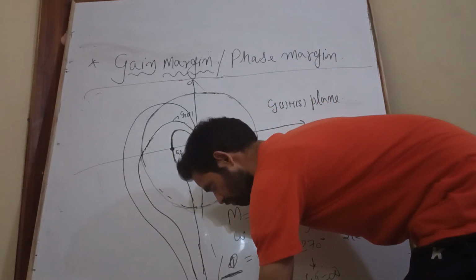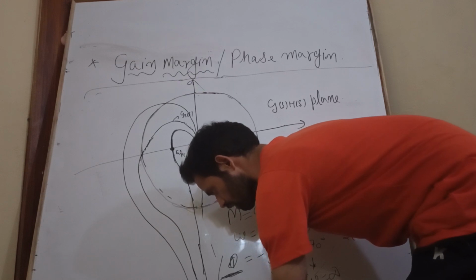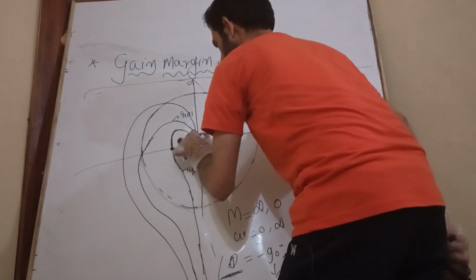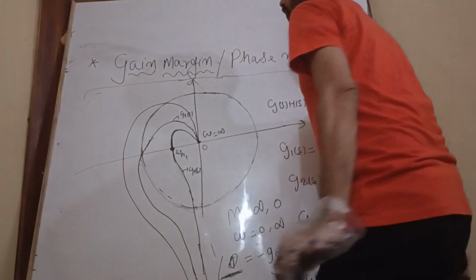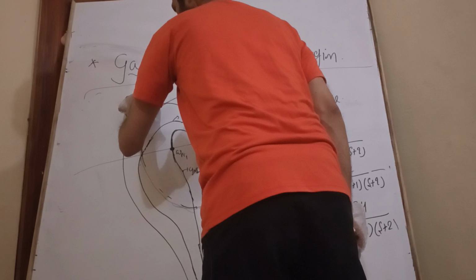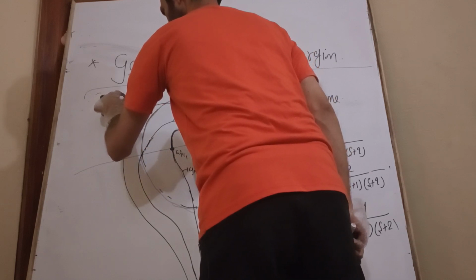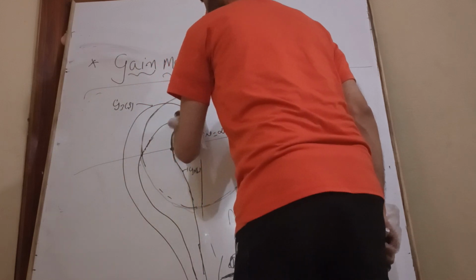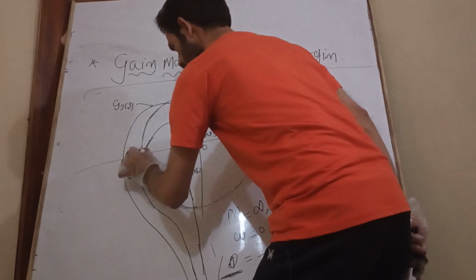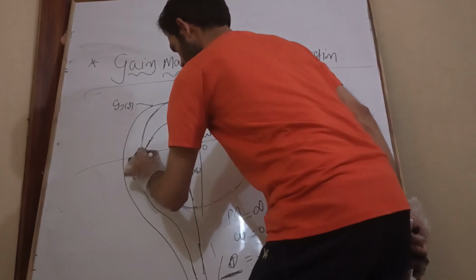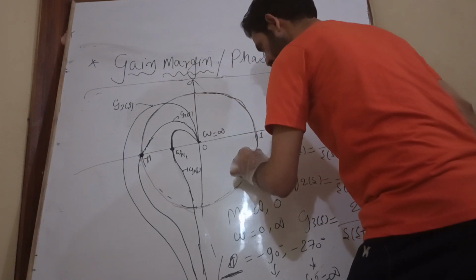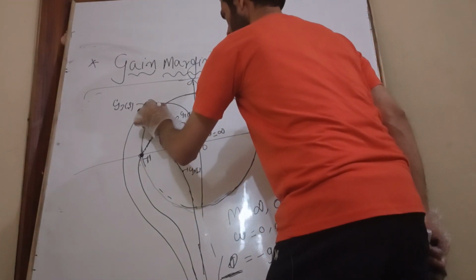It is starting from omega equal to 0 and ending at omega equal to infinity. This is for G3(s), this is for G2(s), and this is for G1(s). And this is our unit circle. This is my -1 and this is my +1. This is my unit circle.